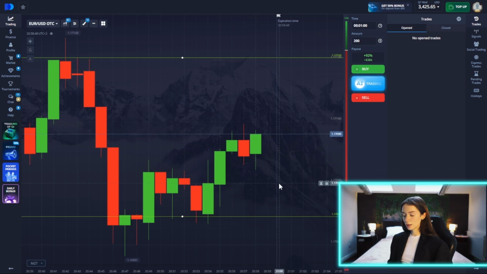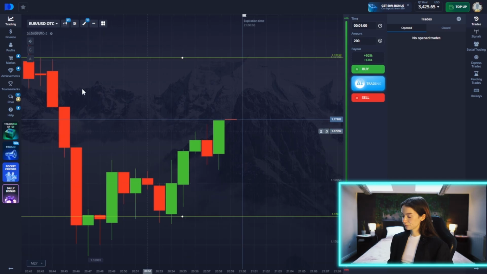Great. We had 3 trades. One was a loss, which we recovered using martingale. I'll enter one more trade on another currency pair and then withdraw the profit.